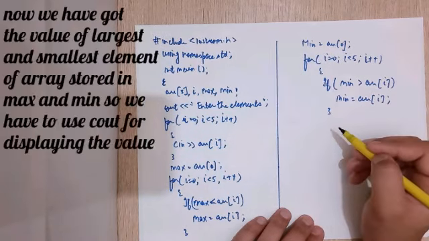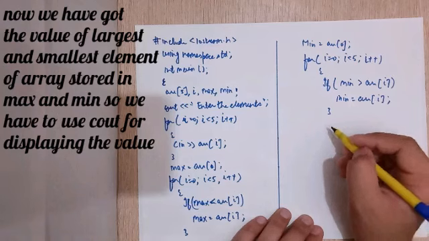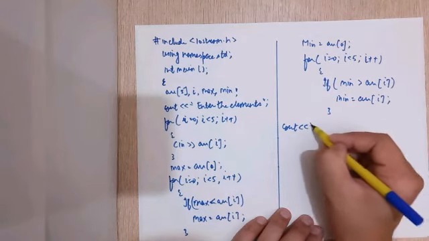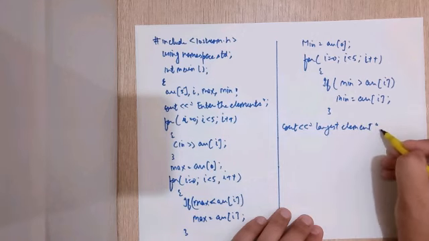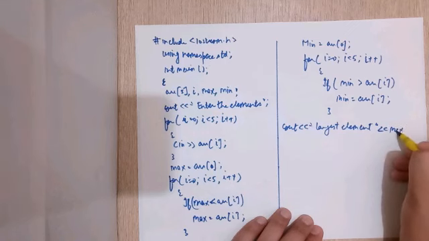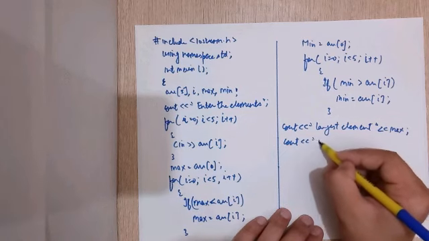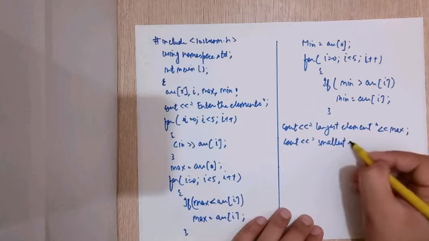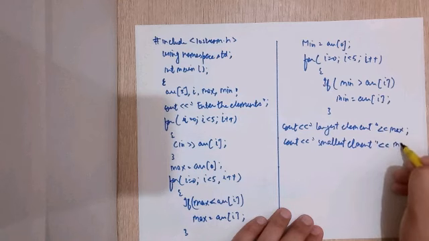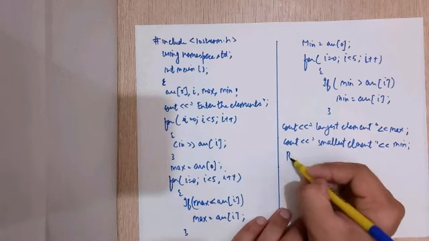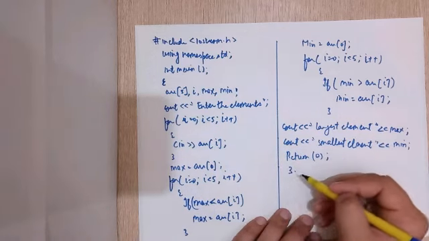And now we have got the largest and the smallest element which are stored in max and min. So we will use cout for displaying those values. Cout largest element which is stored in max, cout smallest element which is stored in min. Return 0, and this is the end of the program.